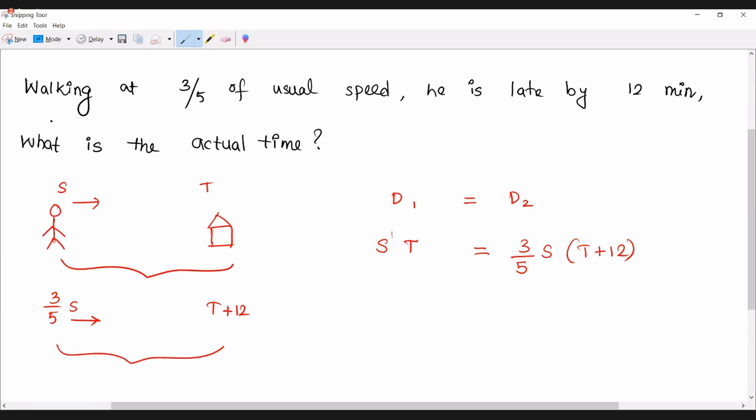If you observe, t and s get cancelled. If you bring 5 to this side, 5t will be equal to 3t plus 36. So from this, 2t will be equal to 36, and t will be equal to 18. So the actual time taken will be equal to 18 minutes. That's how we can tackle the question.